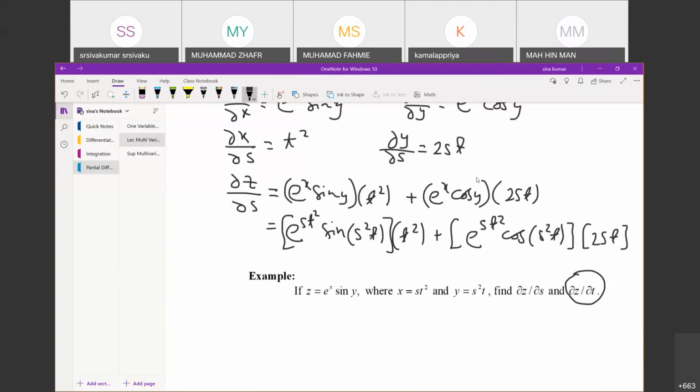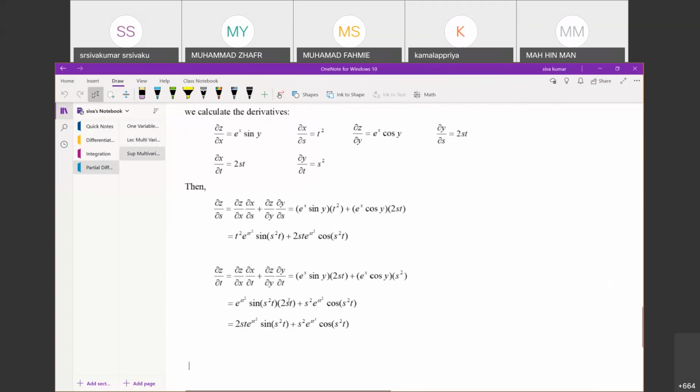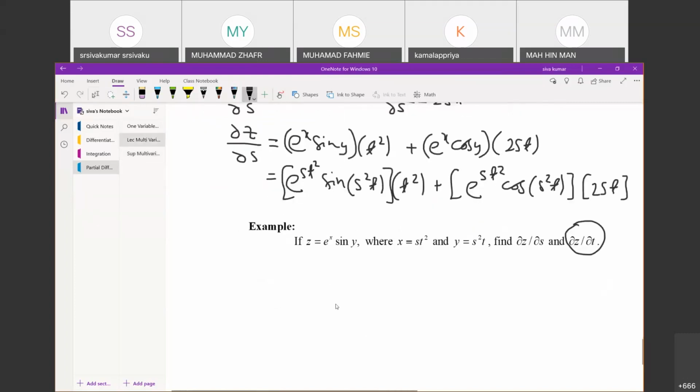You can find it out, but I don't want to discuss that again. This is the answer. You can have a look at that. I leave it to you as an exercise. Now come back to one more problem, called implicit differentiation.